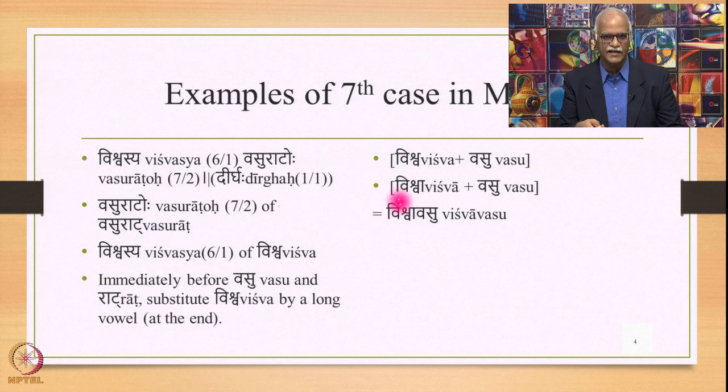There are some more details of these words and the words that are continued in this sutra, which we have not taken into account right here. We shall take into account these words when we look at the types of sutras, namely the Adhikara sutras, etc. later on. Right now, we focus on the meaning of the seventh case, and therefore, it is enough for us to say that Vasuratoho stands for immediately before Vasu and Rat.